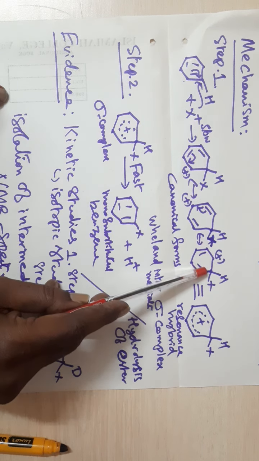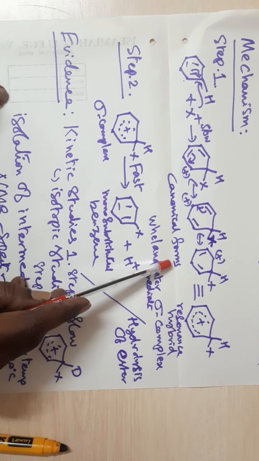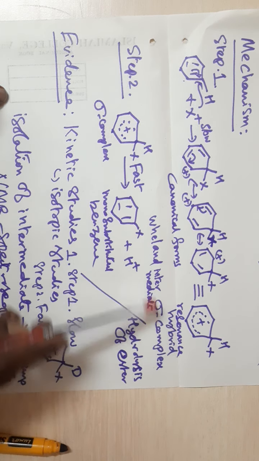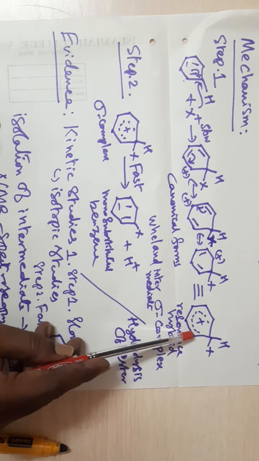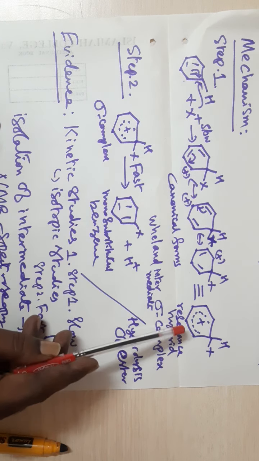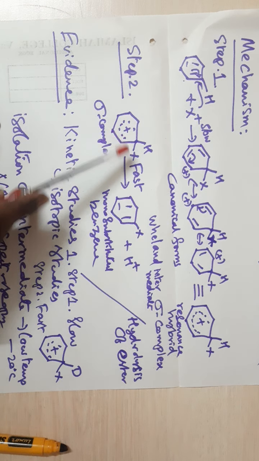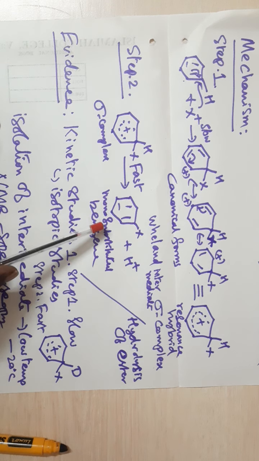So the average of these three structures is called the resonance hybrid, and these forms are called the canonical forms. This is based on the theory of resonance. The resonance hybrid is called your sigma complex or arenium intermediate. The formation of the sigma complex occurs in a slow step. Very slowly the sigma complex is formed. Once it is formed, it loses a proton very easily in a fast step. You get a monosubstituted benzene.